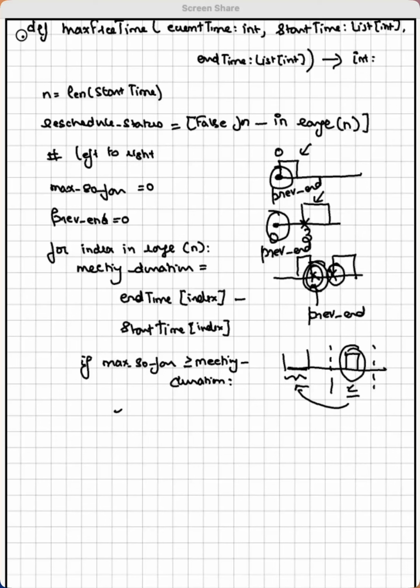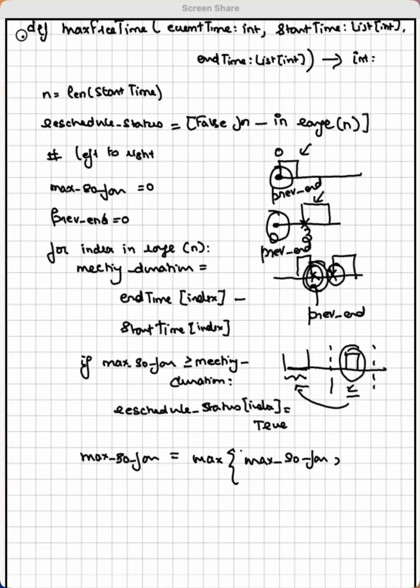So now I can update my reschedule status for this index equal to true, which means I have a spot on my left hand side. I can place this on my left hand side. Now let us also update max so far. Let us check if it is greater: max so far, comma, the current start time minus the previous n.